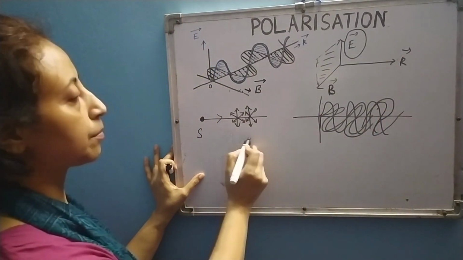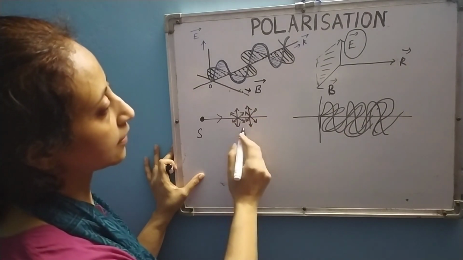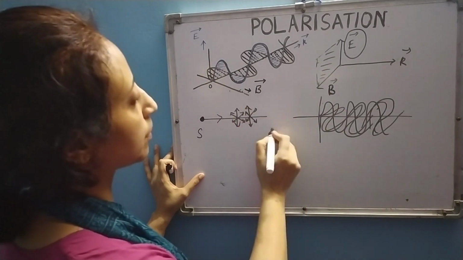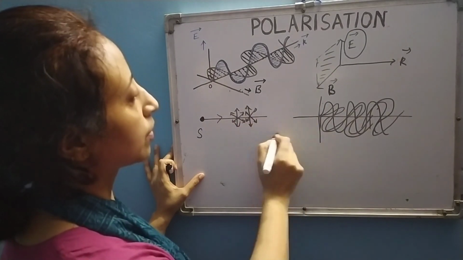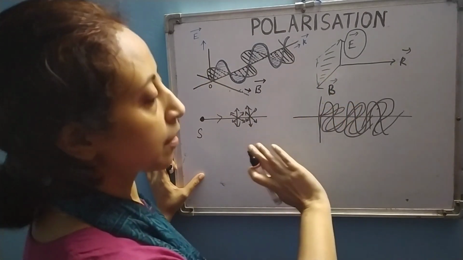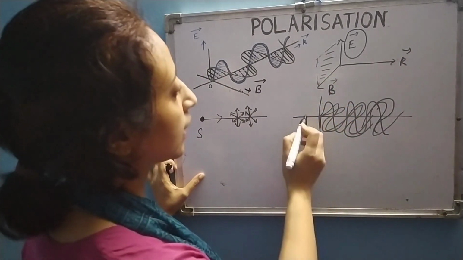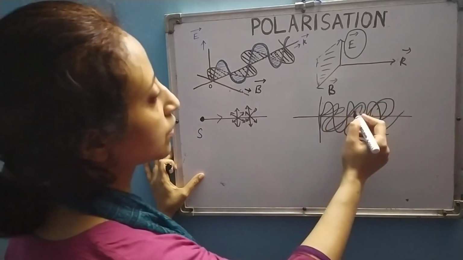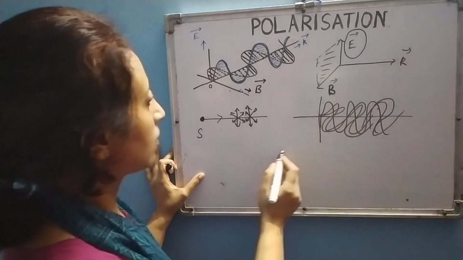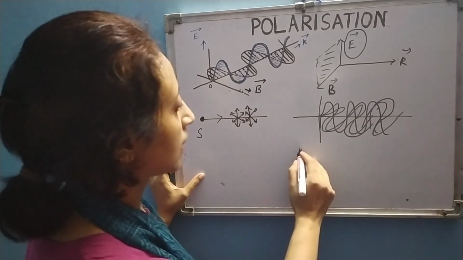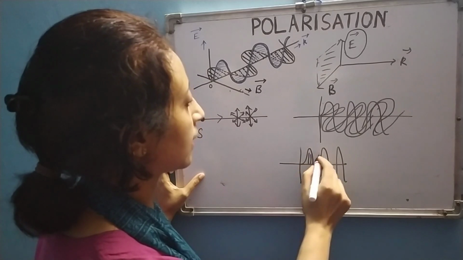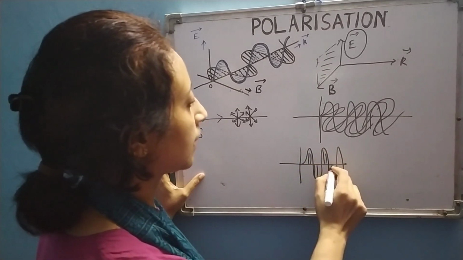So this is actually represented symbolically like this. That means the electric field vectors are having all possible orientations, but it is perpendicular to the direction of propagation. And correspondingly we have the magnetic field vector also, but that we are not considering for now. Okay, so we are considering these directions as the direction for the electric field vector, and these are denoting the vibrations.